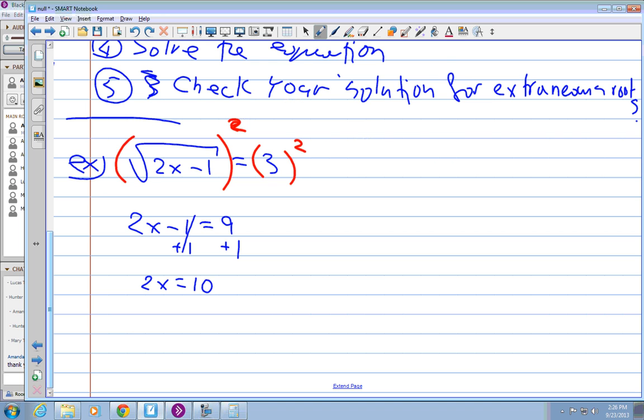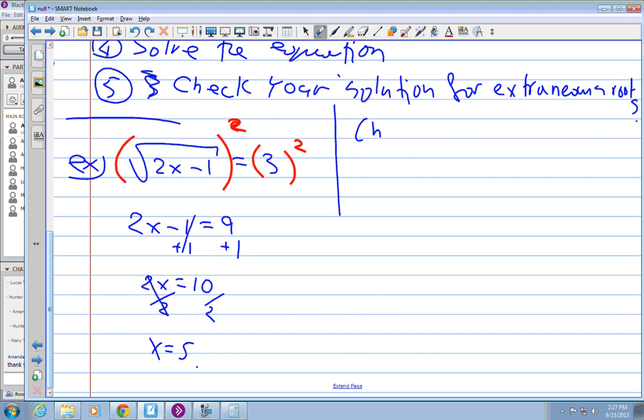2x equals 10. Right? Divide both sides by 2. X equals 5. I have to check. All right? I really do. And there are patterns, there are ways to predict whether you're going to have extraneous or not. But the safe thing is to check every time.